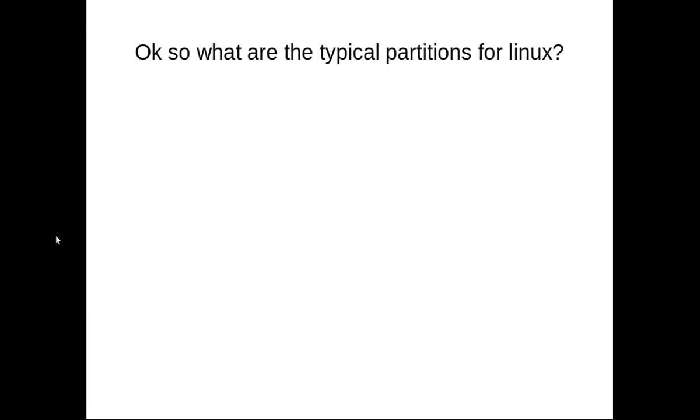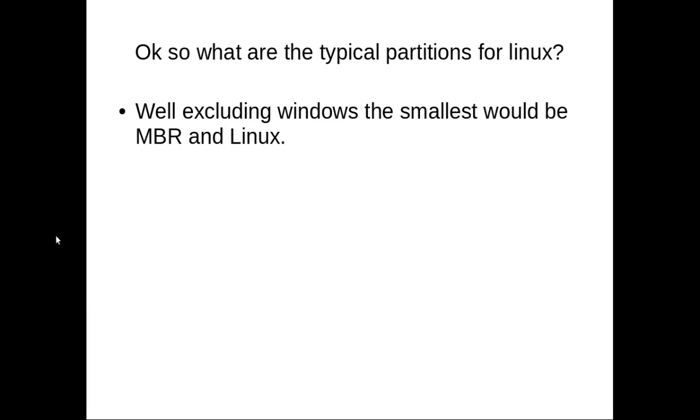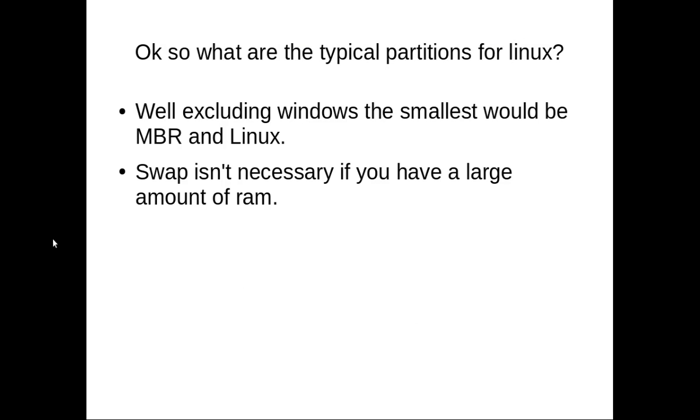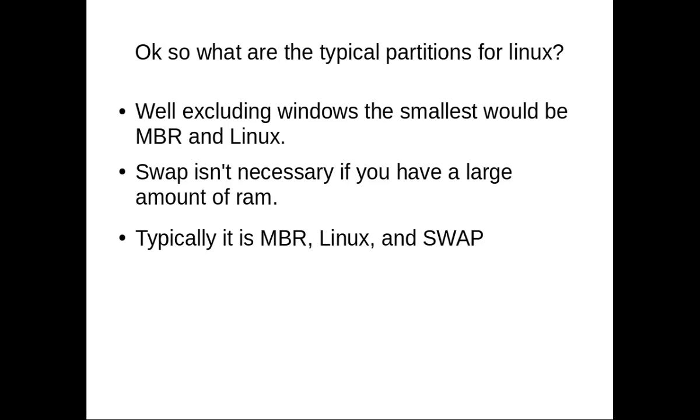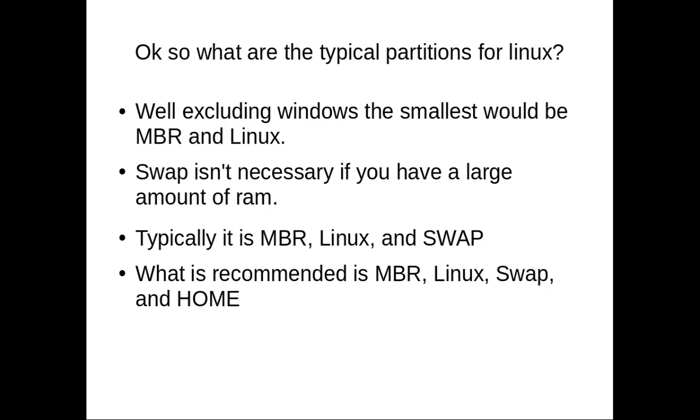Okay, so what are the typical partitions for Linux? Well, excluding Windows, if it's just going to be a pure Linux machine, the smallest would be the master boot record and then Linux. Swap isn't necessary if you have a large amount of RAM. Typically, on most systems, it is master boot record, Linux, and a swap. What is recommended is that you have your master boot record, the Linux partition, a swap partition, and then a separate home partition.